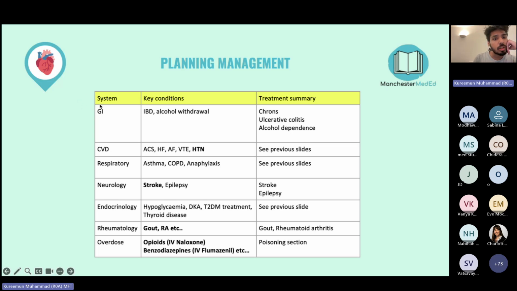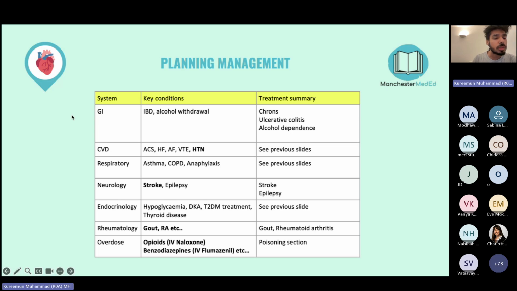Type 2 diabetes, we'll come on to the different drugs that you can prescribe, and thyroid disease we'll go again onto hypothyroidism and levothyroxine later on. So gout and rheumatoid arthritis, just have a look at the treatment summaries. And when a patient comes in with an overdose, you can go into the poisoning section.